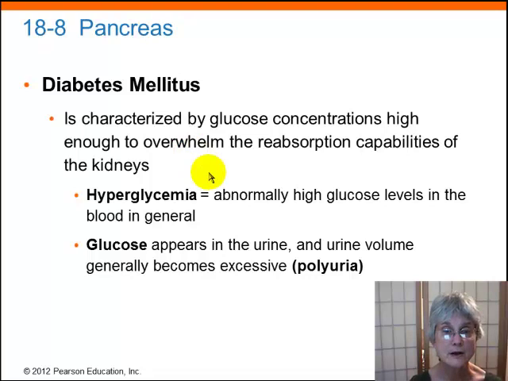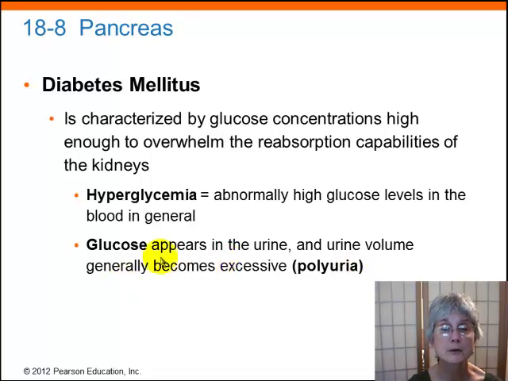And the first sign of diabetes typically is you're going to the bathroom a lot, you're thirsty. And when the urine is tested, in fact, you don't even necessarily have to test it. Sometimes you can smell how sweet the urine is. So this is sometimes called sugar diabetes because of all the sugar that's in the urine.